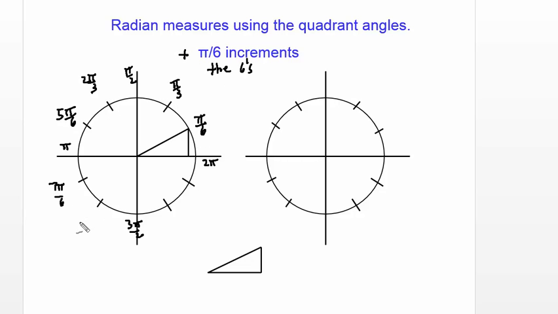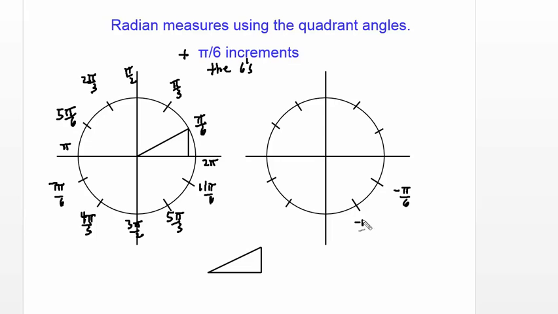8 pi over 6 reduces to 4 pi over 3. You have to kind of be good at fractions when you do trig. 9 pi over 6 reduces to 3 pi over 2. 10 pi over 6 reduces to 5 pi over 3. 11 pi over 6, back to 12 pi over 6, or 2 pi. And of course, you could go negative as well.